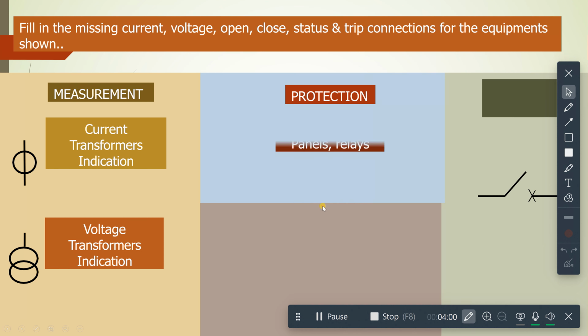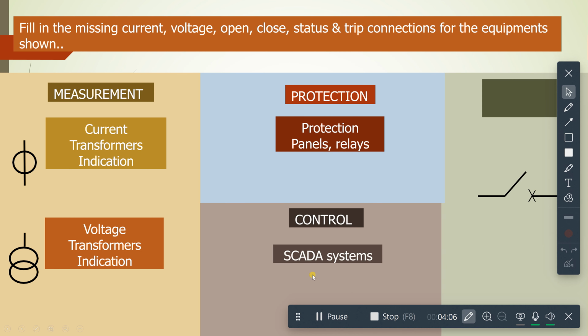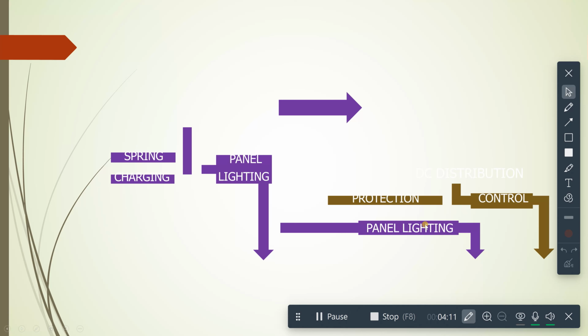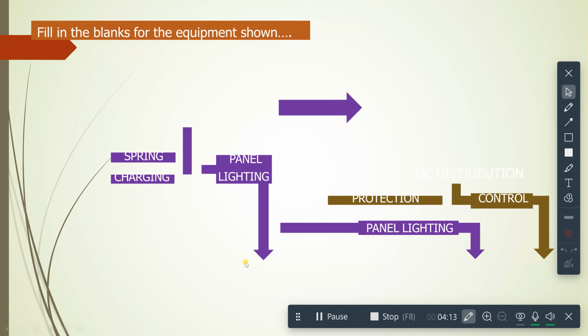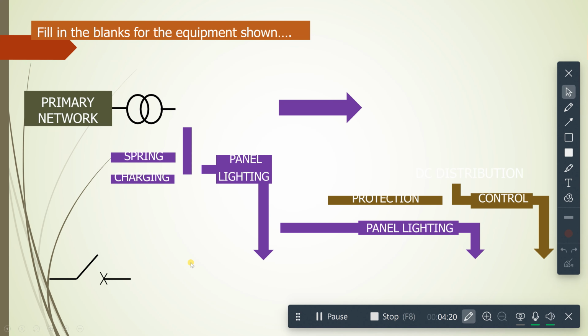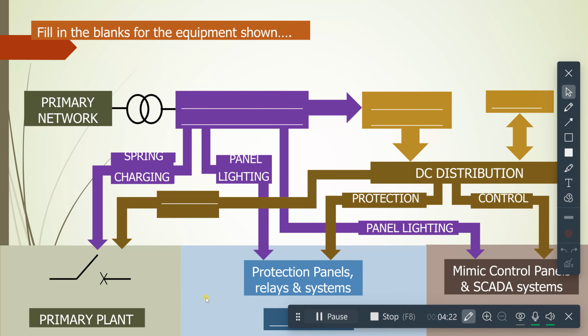Then we have the protection panels. Then we have a control system. In the control system we have the SCADA system, then the primary plant, and then we have our equipment. I will show you the primary network and the secondary side, how it works. So if you see the downside here, these are the circuit breakers which are widely used throughout the system to switch the electricity on and off.